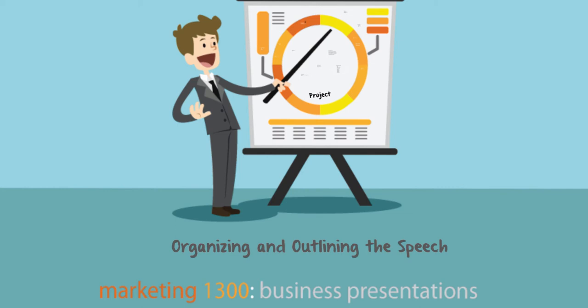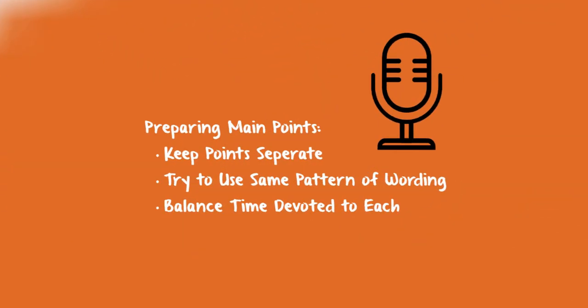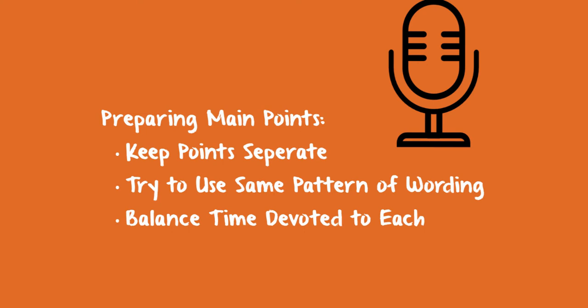Organizing and outlining your speech plays a very important factor in delivering an effective speech. It doesn't only help you stay on topic, but also helps your audience understand your main points. When preparing your main points, make sure to keep them separate. Flip-flopping from one point to another, back and forth, will confuse your audience.